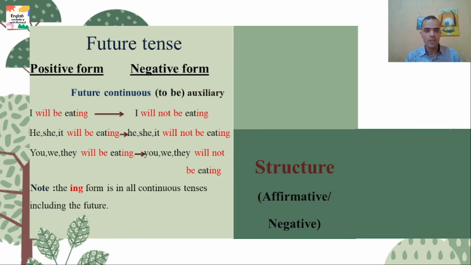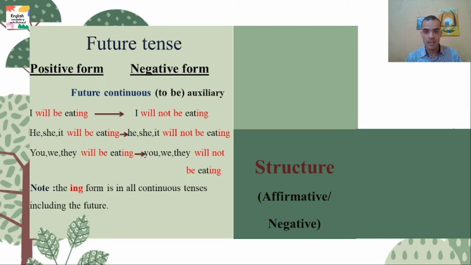Okay, so for the future continuous we have to use the to be auxiliary. Okay, the to be auxiliary is very, very important if we want to talk about a tense that is continuous. Here, in this case, future continuous, the to be auxiliary must be included. Okay, so there is a note here I would like to mention. The ing form is in all continuous tenses, including the future.